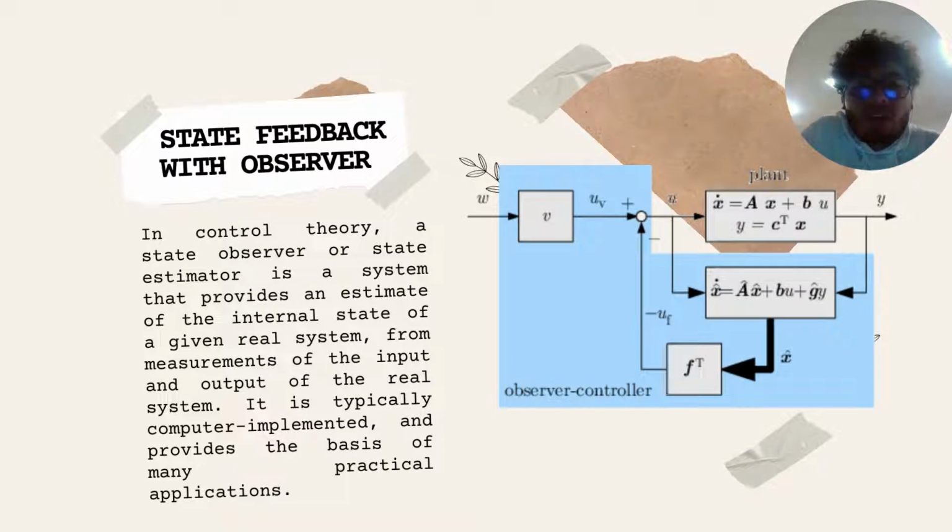Then we have the state feedback with an observer. In control theory, a state observer or state estimator is a system that provides an estimate of the internal state of a given real system from measurements of the input and output of the real system. It is typically computer implemented and it provides the basis of many practical applications.